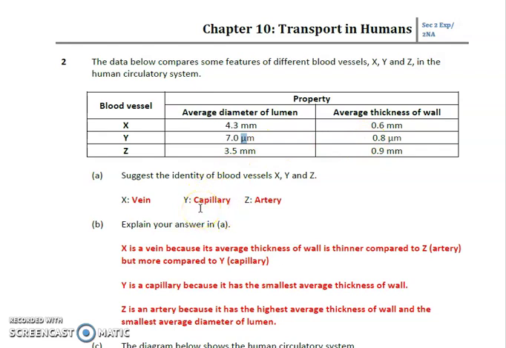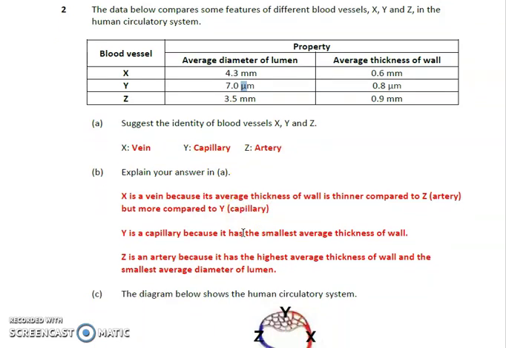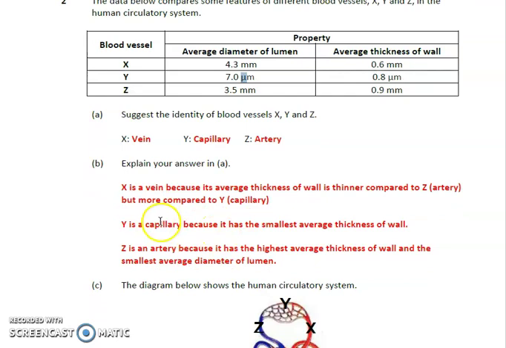Okay, then if you compare X and Z, okay, Z will have a greater thickness of the wall. Okay, that will actually be your artery. Okay, and X is your vein. So you explain the answer here, how you get this part A. Okay, X is a vein because the average thickness is thinner compared to Z.